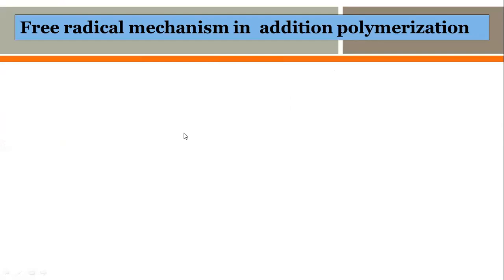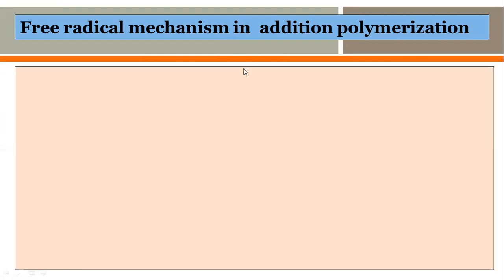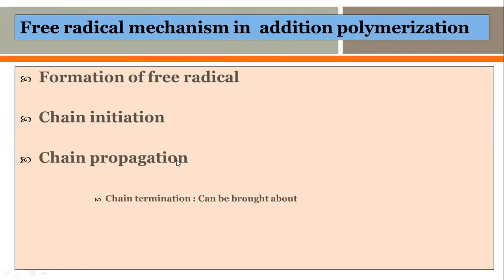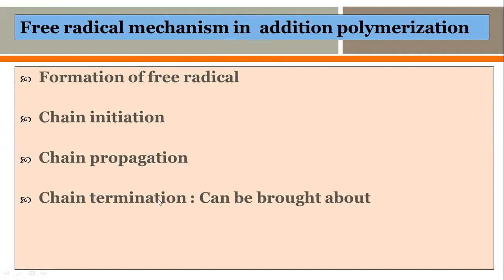Then a free radical mechanism is involved, but for the board exam, this mechanism will not be asked, remember. But you should know how the mechanism of addition polymerization takes place. The first step is formation of free radical. The second step is chain initiation: first the free radical is formed, then chain initiation means the chain will be started. The third step is chain propagation, where the chain will grow. And the last step is chain termination.